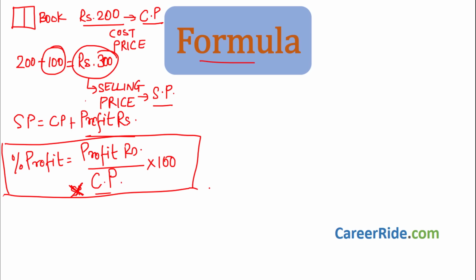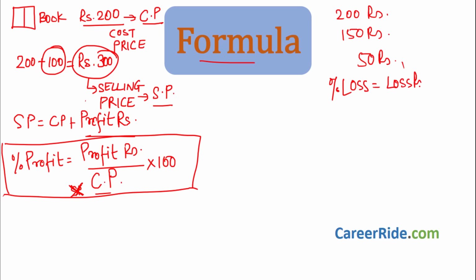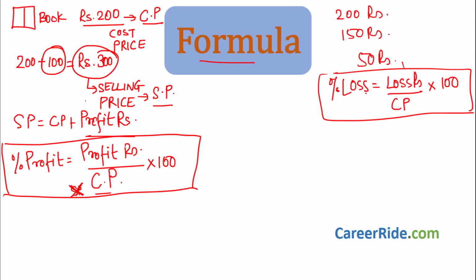In the same way, you know what is loss? Loss means, for example, if you have a book for 200 rupees and you sold the book for 150 rupees, that means you took a loss of rupees 50. Then what is percentage loss? That would be loss in rupees divided by cost price multiplied by 100. This is same as profit, only instead of profit we write loss, and loss and profit are always calculated in relation to cost price. Cost price will always be in the denominator, not the selling price.